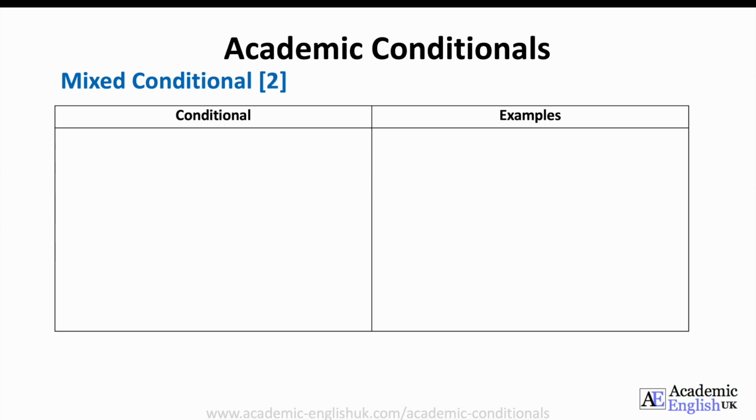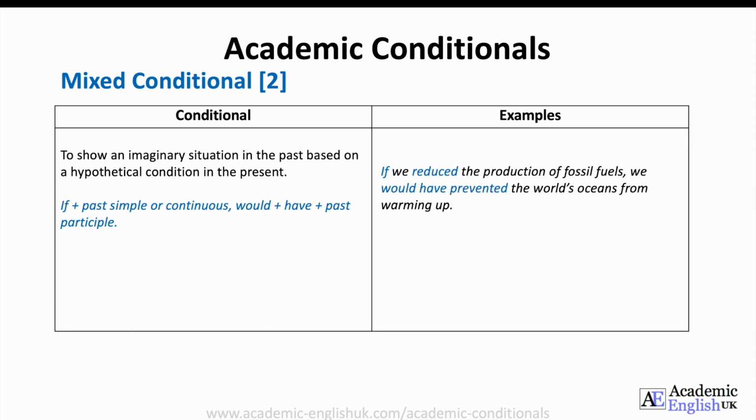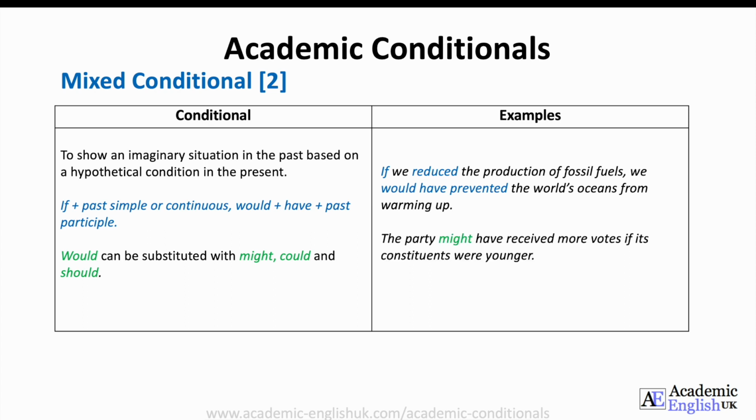Okay, this is the last language explanation. It's mixed conditional type 2. This is used to show an imaginary situation in the past based on a hypothetical condition in the present. Its structure is if plus past simple or continuous, would plus have plus past participle. Here is an example. Similar to the mixed conditional type 1, would can be substituted with might, could, and should, like this.